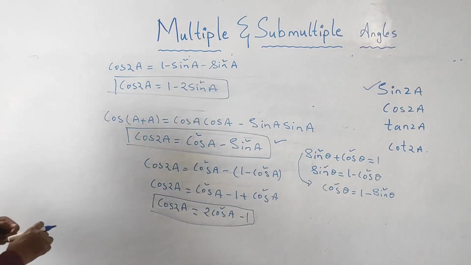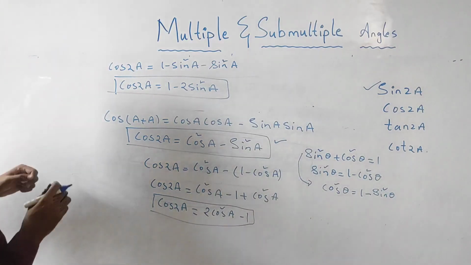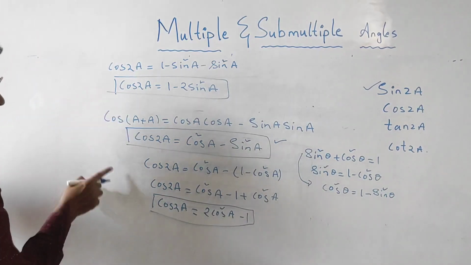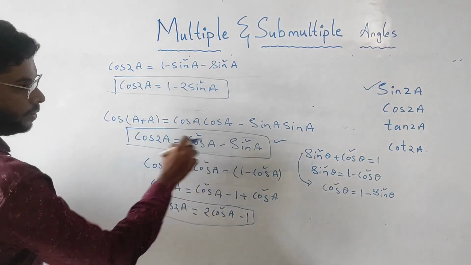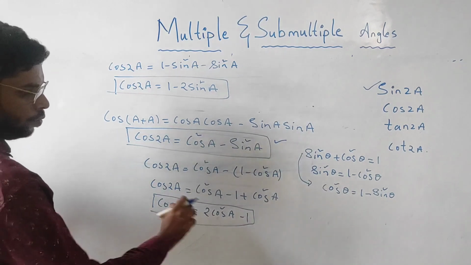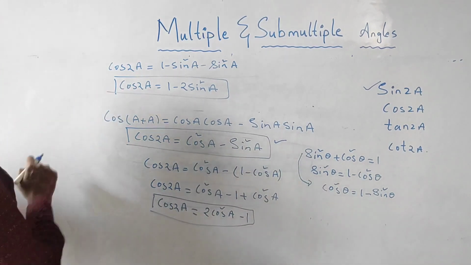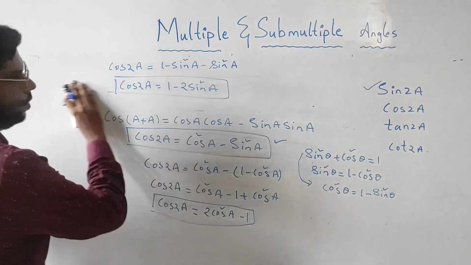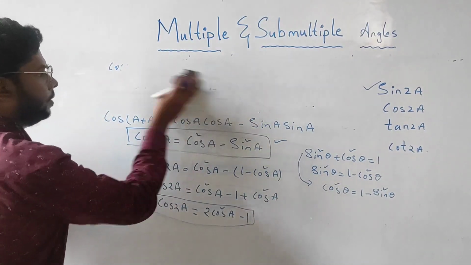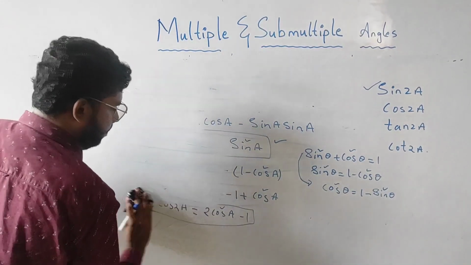One more formula is there for cos 2a, that also I will show you. These are the three formulas of cos 2a: cos square a minus sin square a, and cos 2a is equal to 2 cos square a minus 1, and cos 2a is equal to 1 minus 2 sin square a. Okay, so now let us see one more formula about cos 2a.